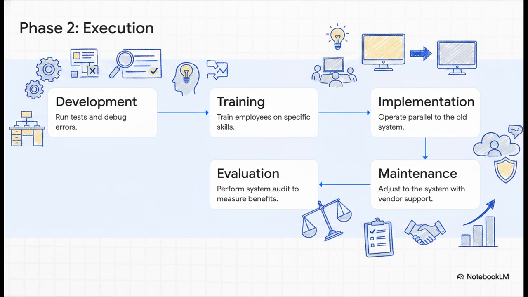Now let's see how that rolls right into Phase 2. First is system development. This involves creating data dictionaries, drawing up flowcharts, and running test runs to debug any early errors. Next, obviously, is training your employees on the specific skills they'll need for the new tech. Then comes a really smart, critical step, parallel implementation. This is essentially a safety net, where both the old manual system and the new HRIS operate side by side. You keep both running until employees are totally comfortable, and only then do you safely disband the old system. Finally, maintenance is provided by the vendor, and evaluation acts as a thorough system audit to make sure you're actually reaping the expected benefits you planned for back in Phase 1.